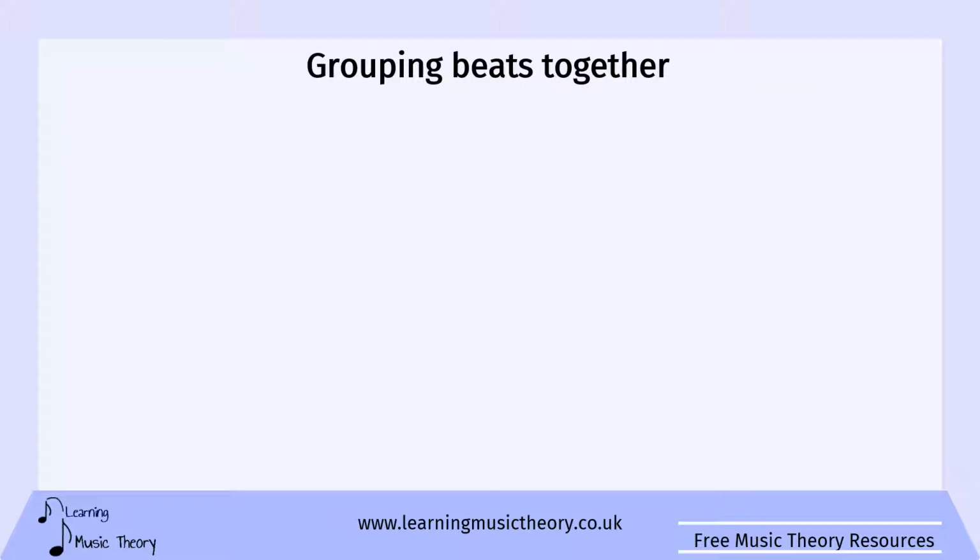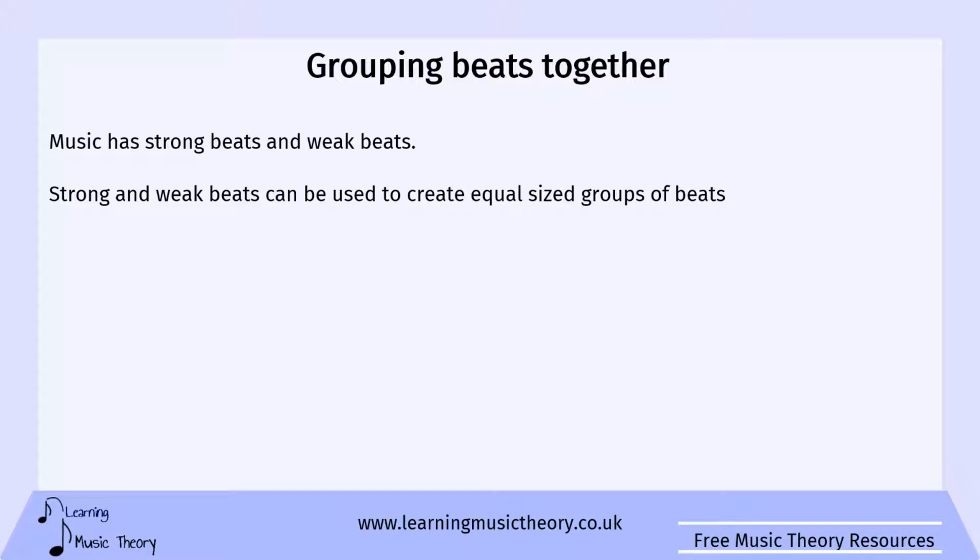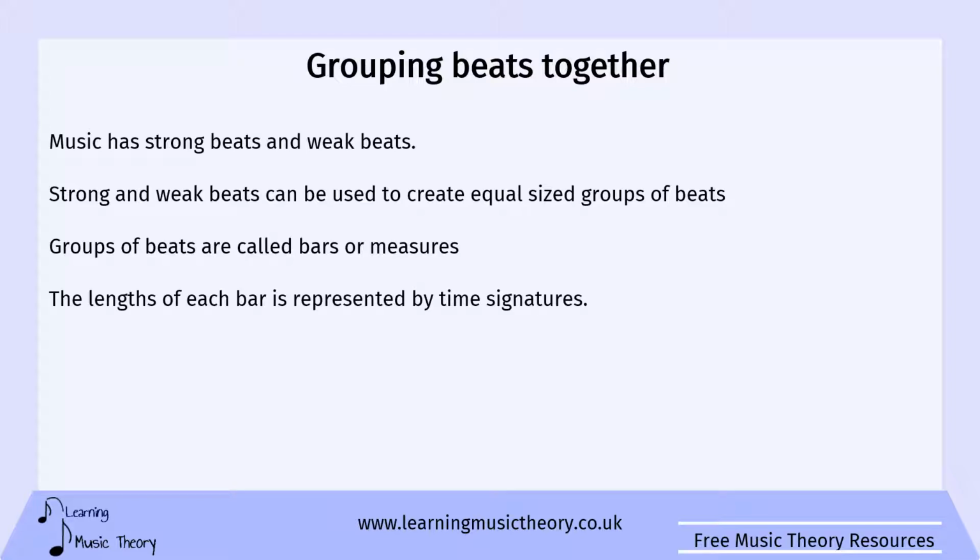When you listen to music, you will not only hear the pulse or beat of the music, but you will normally hear stronger or weaker beats. You can use these strong and weak beats to group the beats into equal size groups, forming a pattern of beats. These groups of beats are called bars or measures, and the length of these bars can be represented by time signatures.